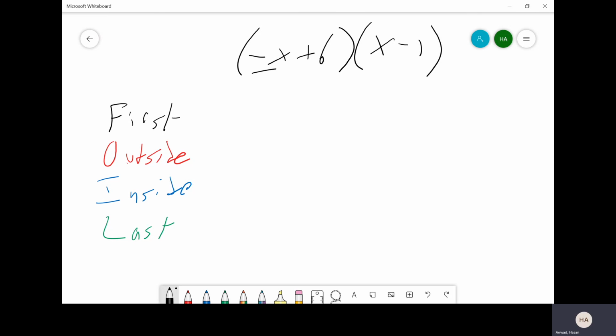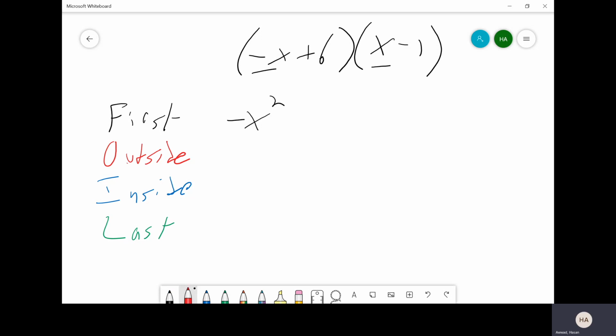The first term in the second parentheses is x. So that's what we're going to multiply together first. So we have negative x times x, and that's just negative x squared, right? It's negative because it was a negative x times x. Okay, so that's our first term.